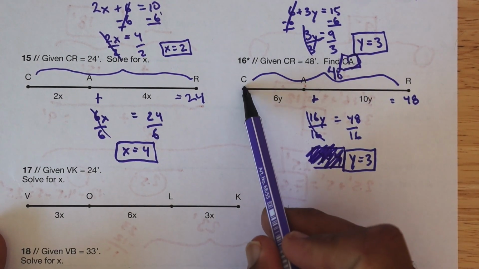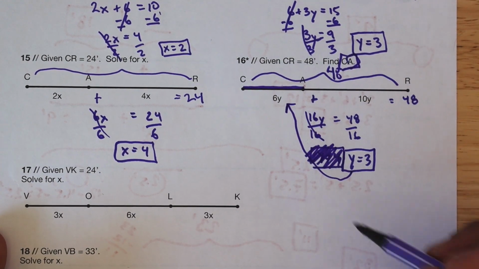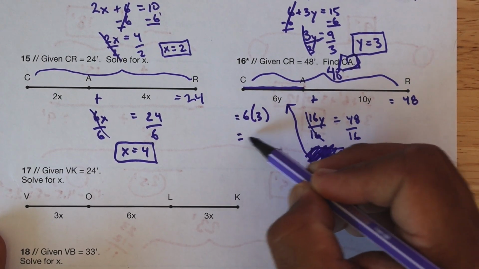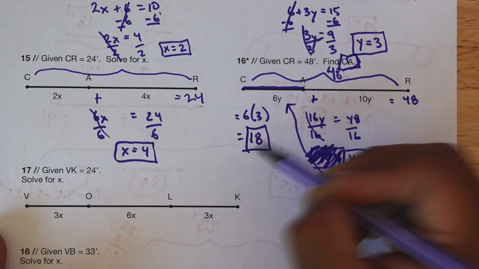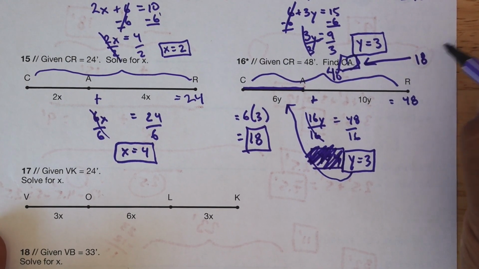I'm looking for CA. CA is 6y. So I'm going to take this y and plug it in. So 6 times 3 equals 18. And that is my answer. CA equals 18.